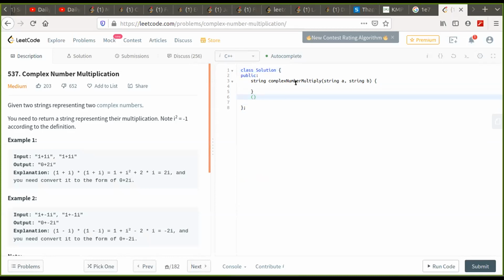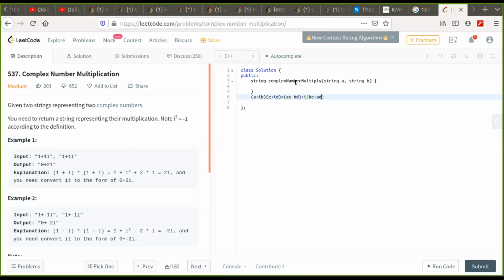If I have a complex number like a plus ib, and the other one to be multiplied is c plus id, then if I'll be multiplying, it's something like ac minus bd plus i, and it will be bc plus ad.